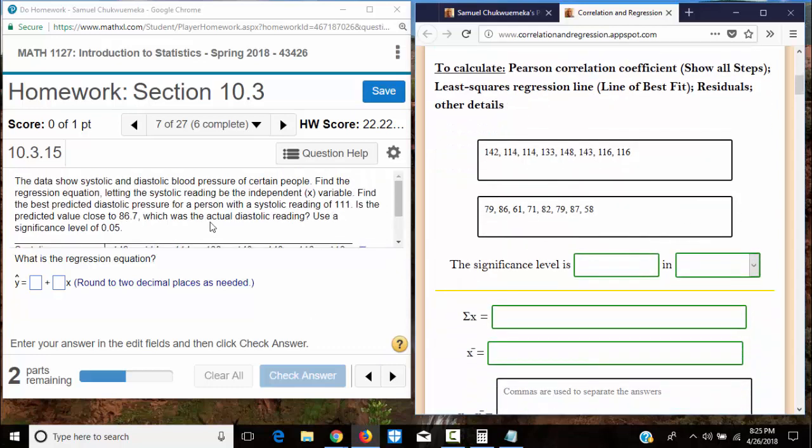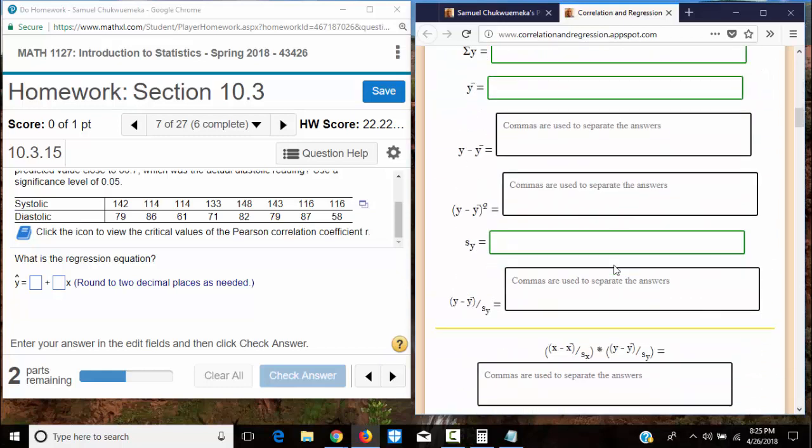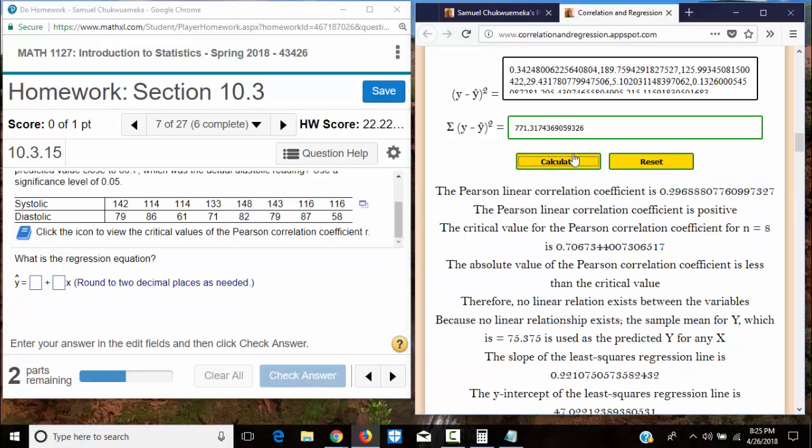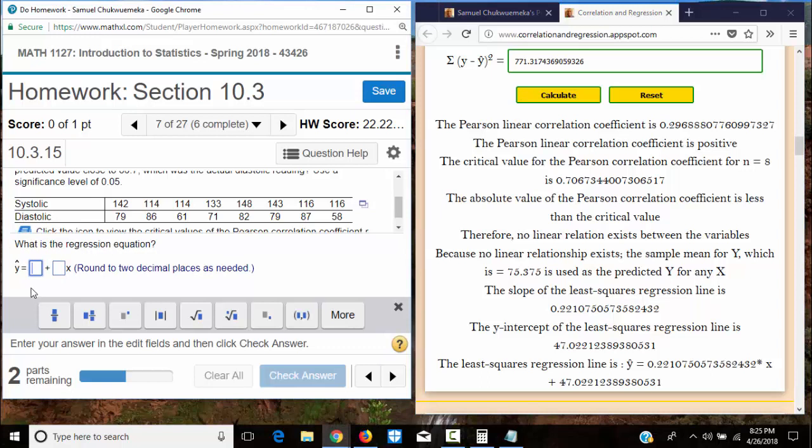And they asked us to use 5%. So you can also use 0.05, but you have to set this in decimal. Don't use percent, because that's in decimal here. And just scroll down and click calculate. So it gives you everything here. The regression equation, the y-intercept to 2 decimal places is 47.02, and the slope is 0.22.